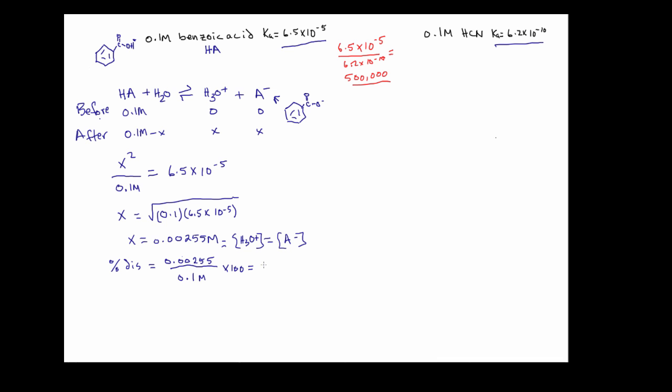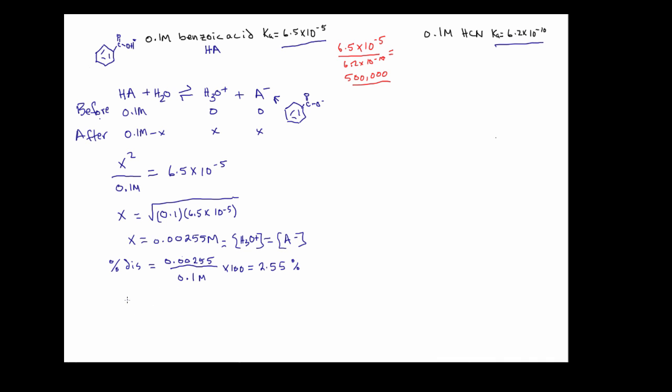And what I get is 2.55%. All right, so we're well within the 5% rule for neglecting the X, and also we have a percent dissociation that's about 2.5%.